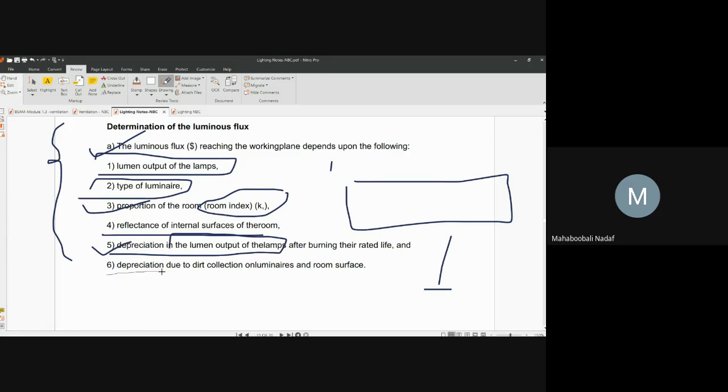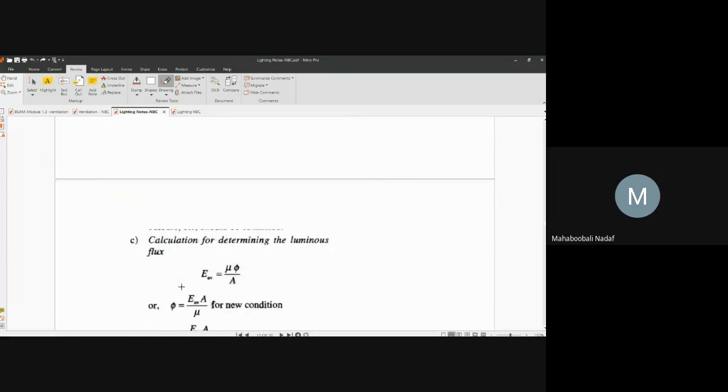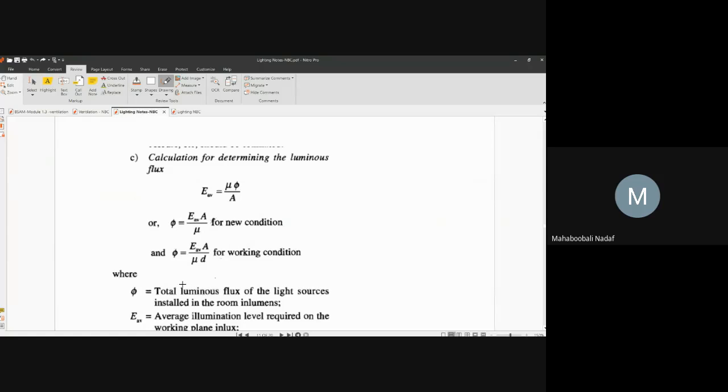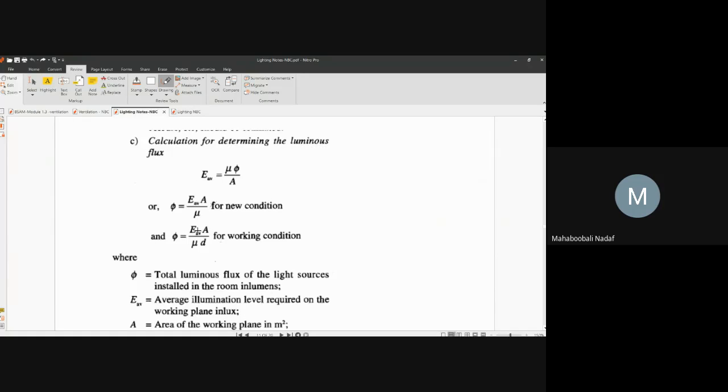Third is the depreciation, which means a fall in the quantity of light due to dust collection or dirt collection. That is also very important here. So this is a typical formula. Just see one formula you require here.